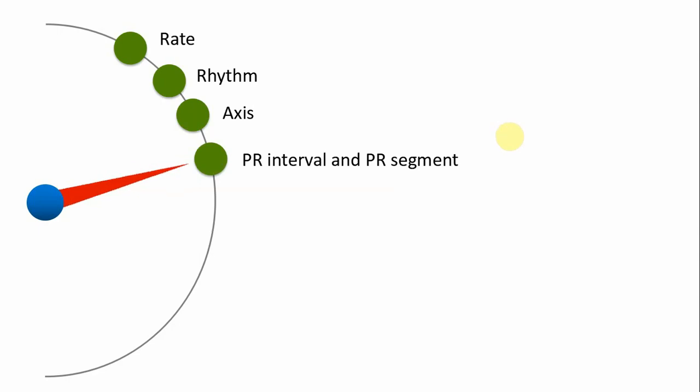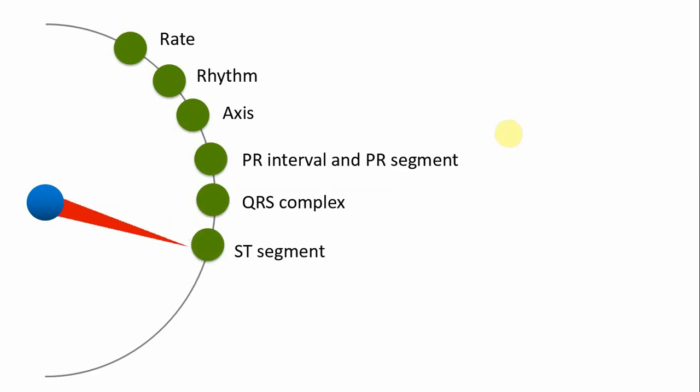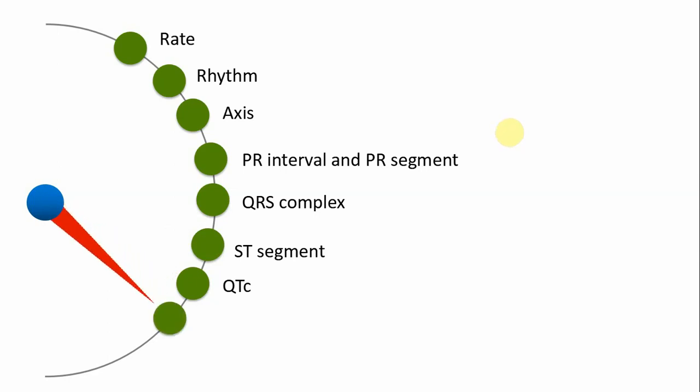Once we are happy with the axis, look at the PR interval, PR segment, and then look at the QRS complex, which can sometimes be a gold mine in ECG interpretation. Once we are happy with the QRS complex, look at the ST segment. Is it isoelectric? Is it elevated? Is it depressed? And once you are happy with the ST segment, then always look at the QTC. It can give you some information about the patient's condition, but also it will guide us in the management of the patient. For example, prolonged QTC, do not give any ondansetron.